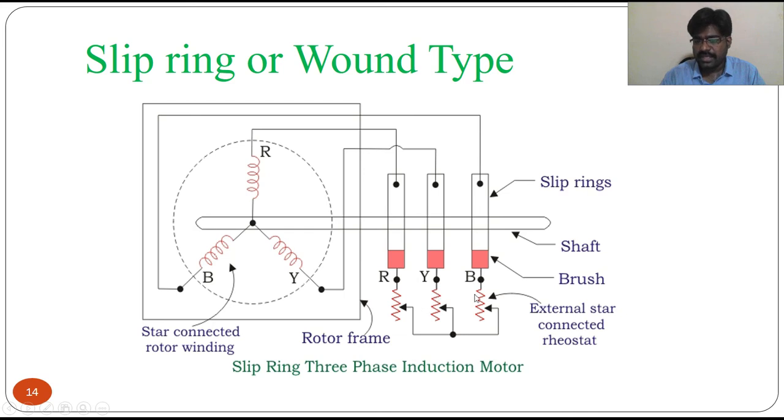Then these are the external resistances. Because of the slip ring arrangement, we are able to connect the external resistances here. Then this complete part is the rotor frame. Inside the rotor frame we keep the rotor. This is how a slip ring induction motor looks.